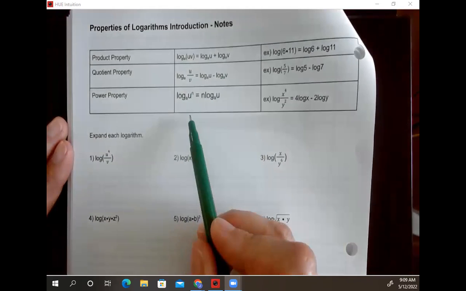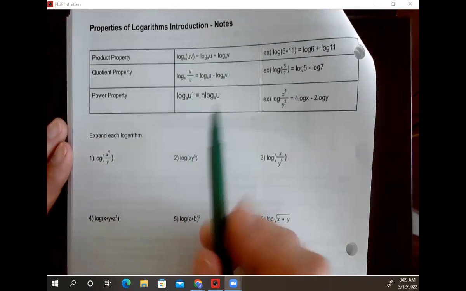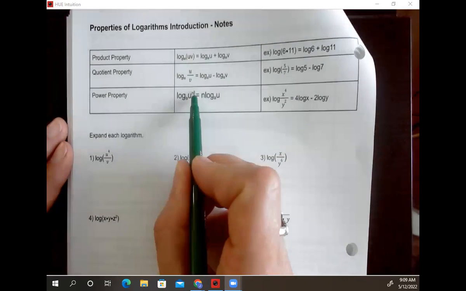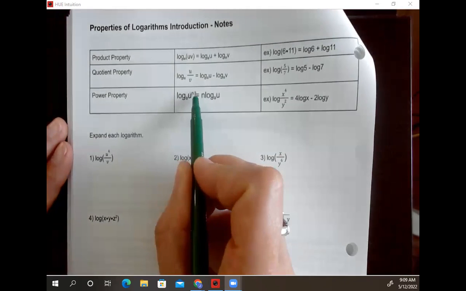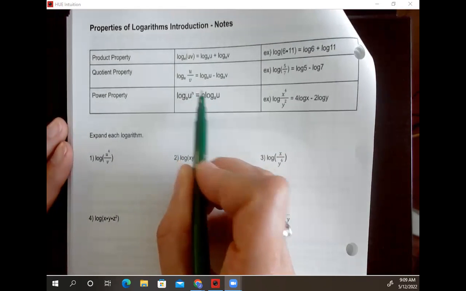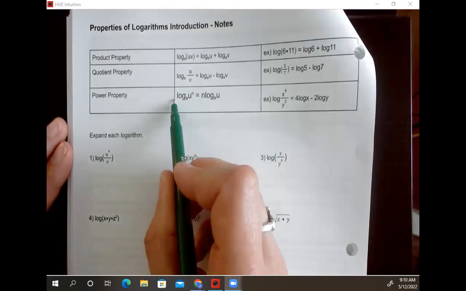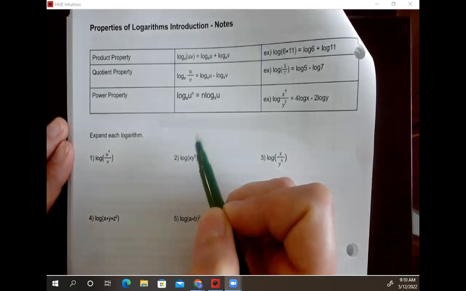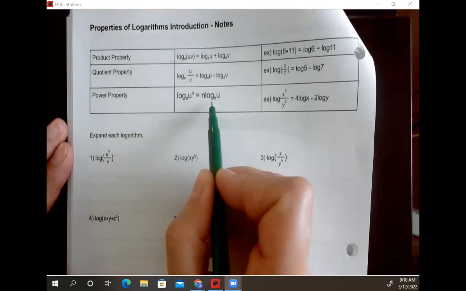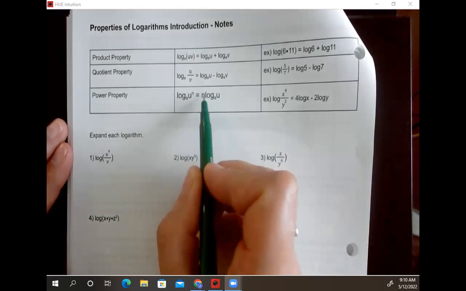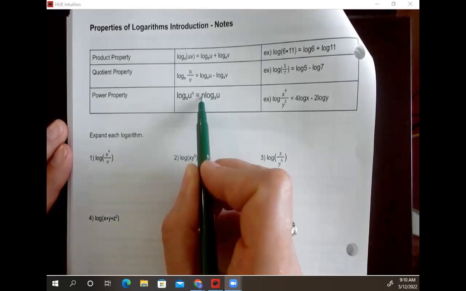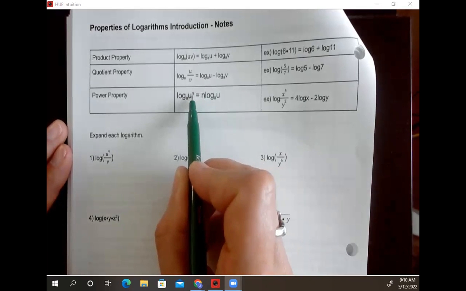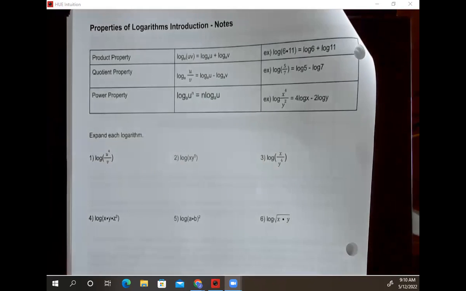And then the last property that we'll use today is called the power property. So if my argument has a power, instead of having to deal with that argument having a power, what I can do instead is take that power and put it in front of my log as a coefficient. I can do the opposite as well. So if I've got 2 log base a of something and I don't want that 2 in front, one option that I have is to take that coefficient and rewrite it as a power on the argument. Okay, so each of these properties I can use forwards or backwards.